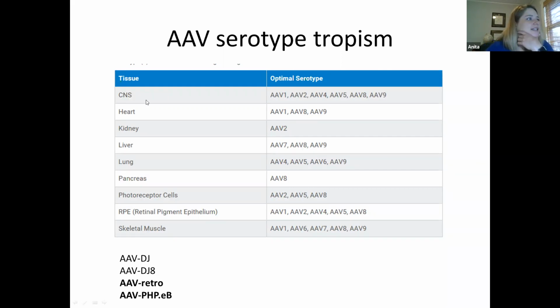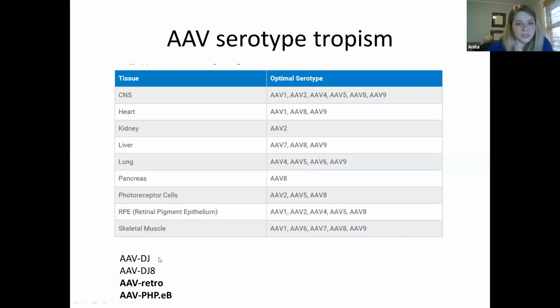Again, in the central nervous system, most of the 11 known AAV serotypes are infectious to some degree. We'll talk about the specific kinds of cells. There are some that prefer the heart, only AAV2 in the kidney, 7 through 8 in the liver, some for the lung, pancreas, photoreceptor cells, which of course are peripheral nervous system cells, and then the retinal pigment epithelium, skeletal muscle. So you have different tropism.